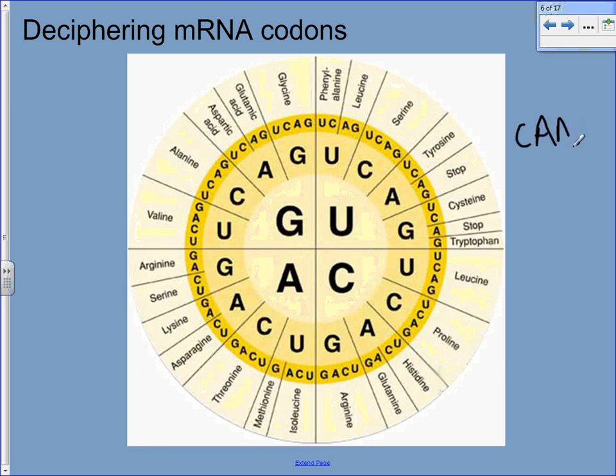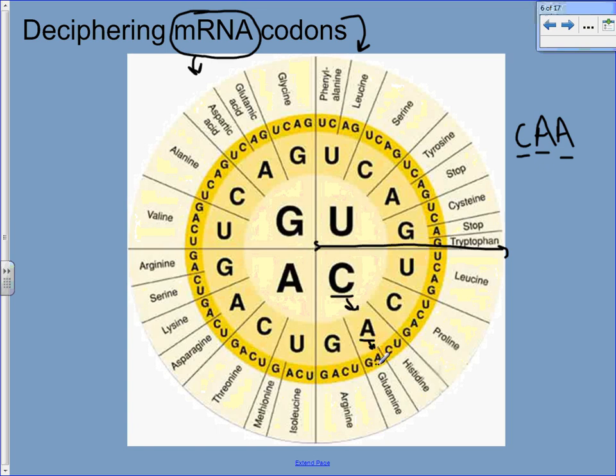CAA. I start at the center of my wheel. So I start and I work my way out. So I look at the first letter. That's C. My second letter is A, so I'm going to go here to A. And then my third letter is A, so I'm going to go to here. So CAA codes for the amino acid glutamine. So if a ribosome reads this codon, it's going to put glutamine onto the protein.